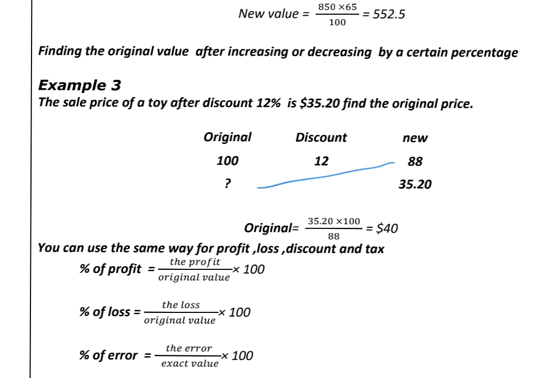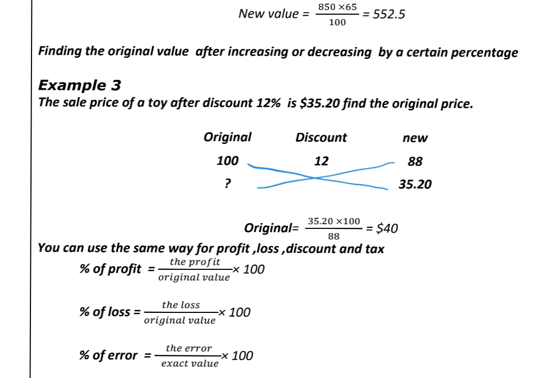So the cross multiply method is valid if you need the new or the original. If you need the new, you have the original, write the original here and cross multiply to find the new. If you have the new, cross multiply to find the original.